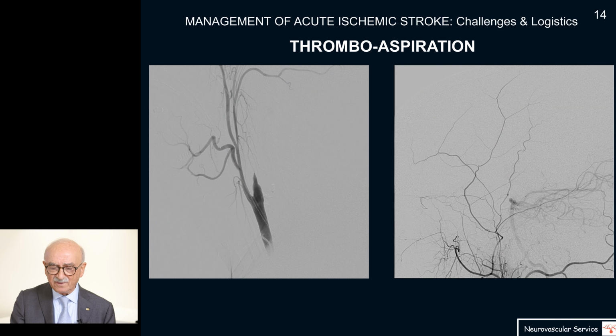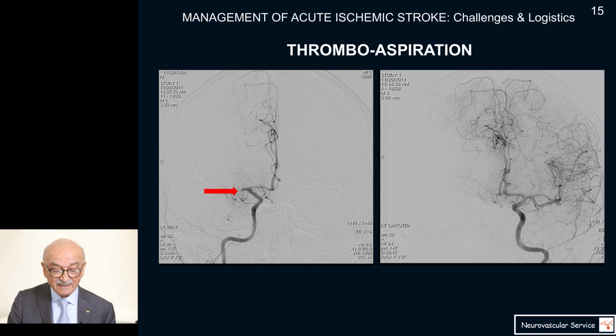This is an example of a thromboaspiration in a case of acute dissection of the internal carotid artery. Here, acute tapering of the internal carotid artery, and complete occlusion of the middle cerebral artery because there is a clot that's lodged up there, complicated by embolic occlusion of the ipsilateral middle cerebral artery. And then there is a fresh clot here.